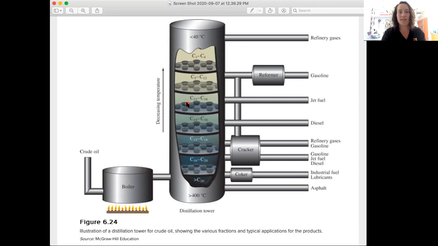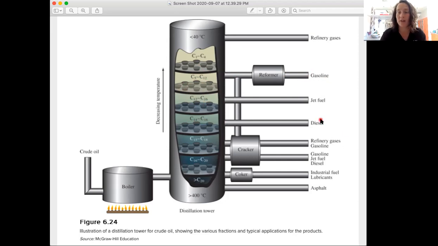But as they go towards the top, as it cools, they'll reach the point where they can condense and turn back into a liquid. So once they condense and turn into a liquid, then they can be siphoned off and used for different things. So you'll see that your C5 to C12 hydrocarbons are used for gasolines. Our C12 to C16s are jet fuels to power airplanes. C14 to C16, so carbon chain lengths that are 14 to 16, is used for diesel, so tractor trailers and any diesel powered automobiles.